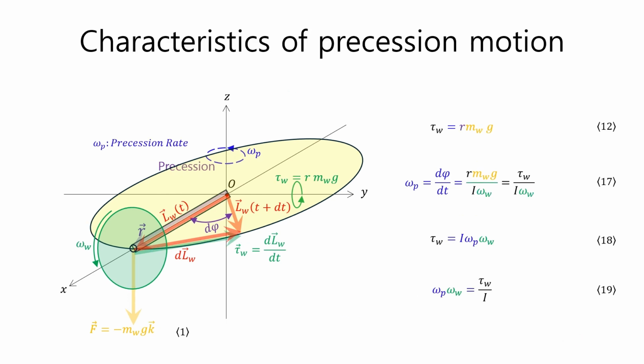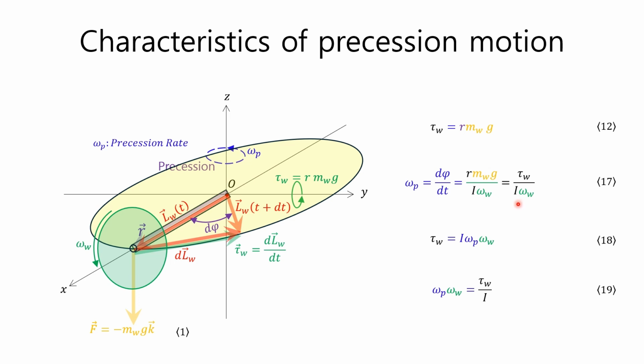From equation 17, we can understand the characteristics of precession motion. First, the numerator tau w of equation 17 is the active torque due to the gravitational field, as shown in equation 12. However, the denominator on the right side of equation 17, I omega w, is the angular momentum generated by the mass of the rotating gyroscope and exists regardless of the gravitational field.